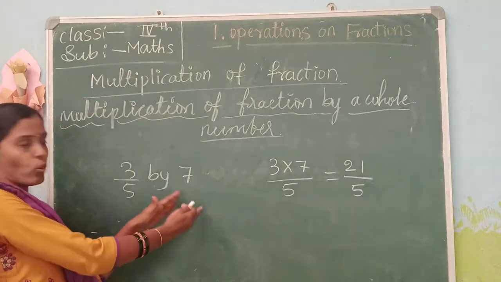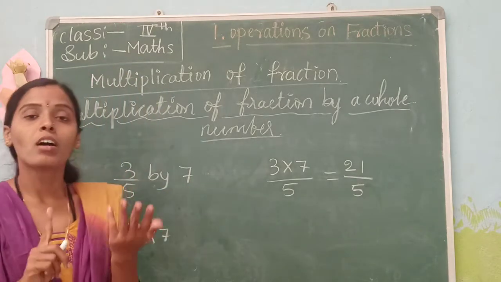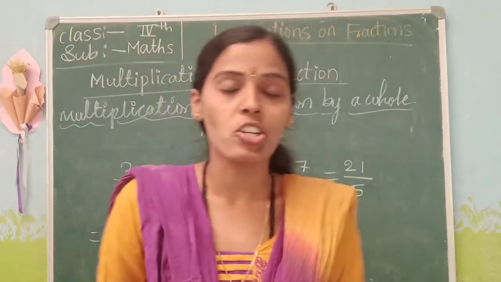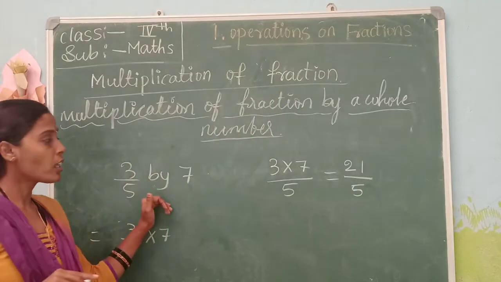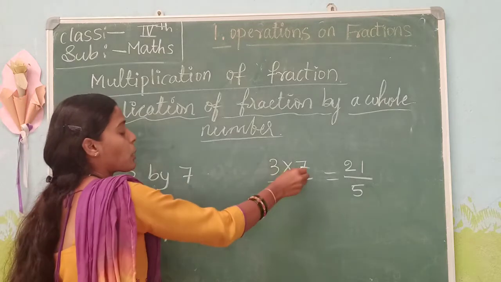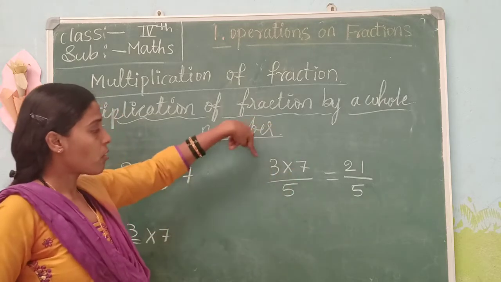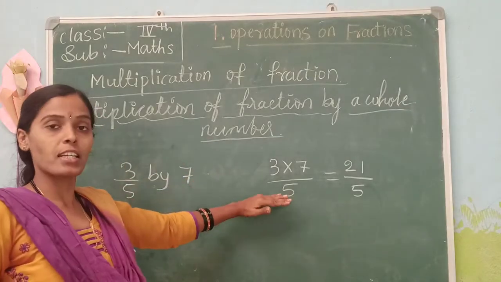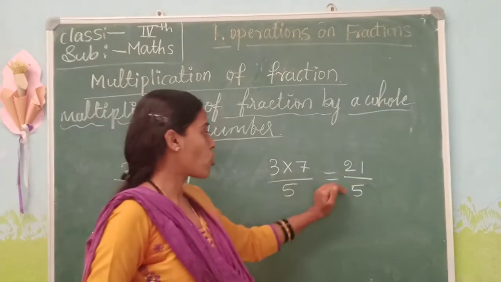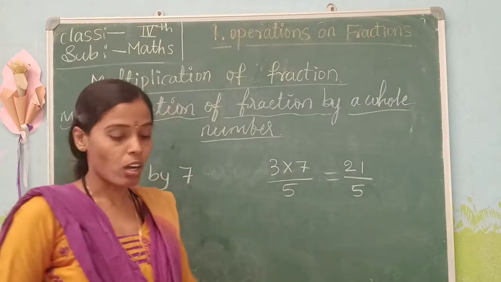Multiplication by a whole number. When one part is a fraction and another one is a whole number in the multiplication, then you just multiply the whole number by the numerator and divide by 5 as the denominator, which equals 21 by 5.